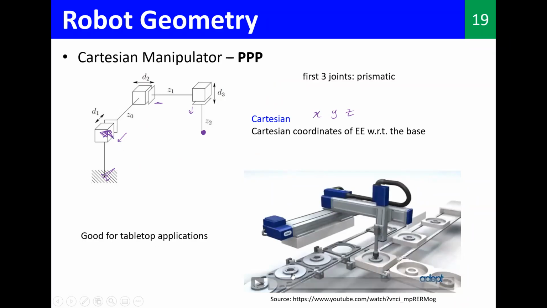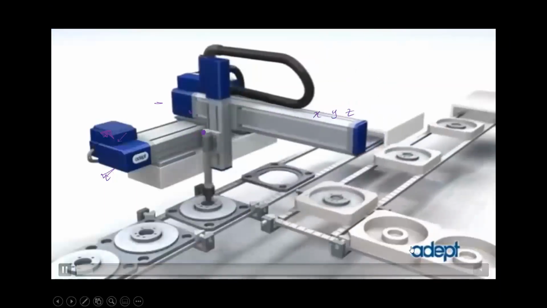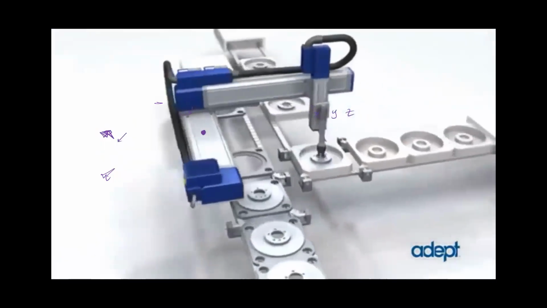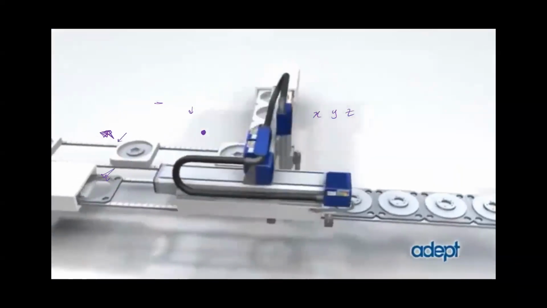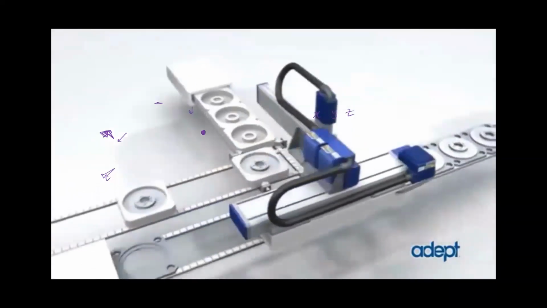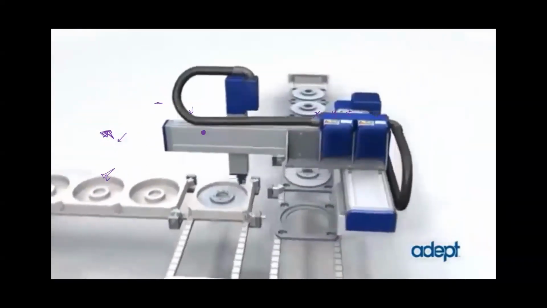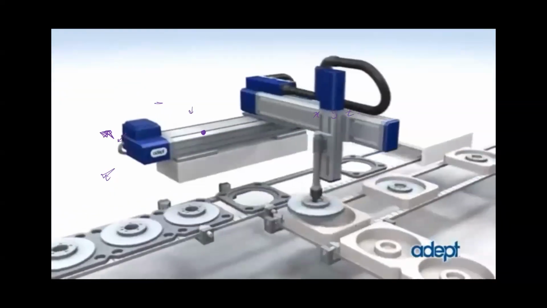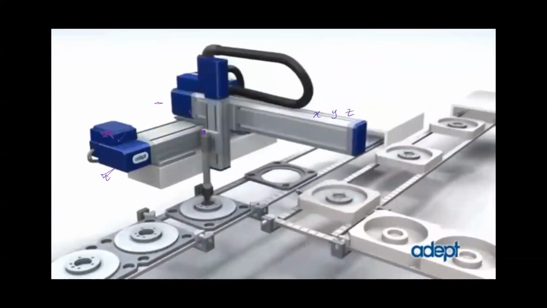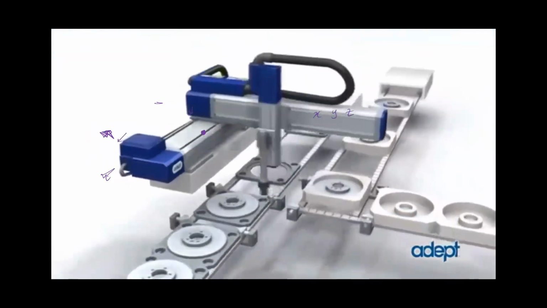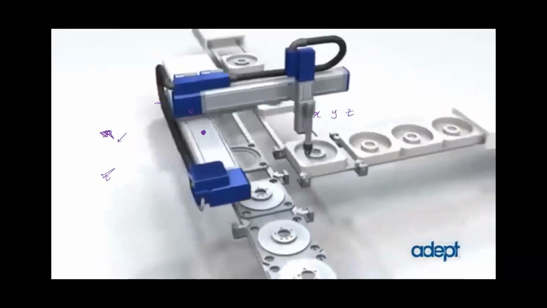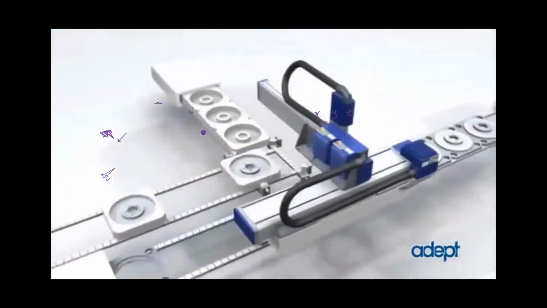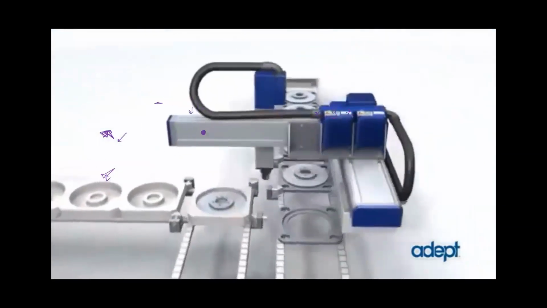So let me show this one as well. So again, you can see this is also a good option for tabletop applications. And in fact, we have used this concept in two of the final year projects we did at the department, right? So if you remember, there was one called a farm robot, right? So we use this structure for the farming robot.